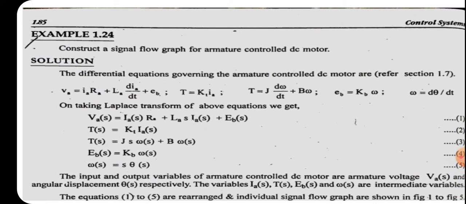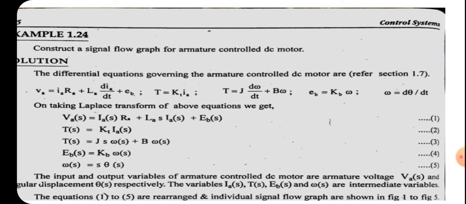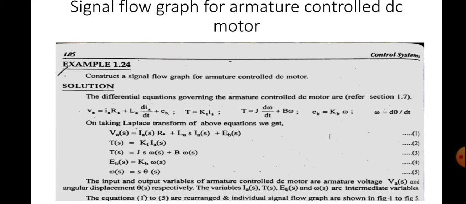Okay. So we have Va(s), T(s), two equations for T(s), and Eb(s) and ω(s). So the input and output variables of armature controlled DC motor are: armature voltage is the input and output is angular displacement, that is θ(s). And the variables Ia(s), T(s), Eb(s) and ω(s) are intermediate variables. So in order to draw the signal flow graph, first of all we should understand the input, output and intermediate variables. I am stressing that input and output are Va(s) and θ(s). Intermediate variables are Ia(s), T(s), Eb(s) and ω(s). That we are getting from the equations.